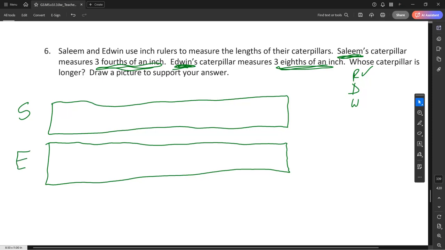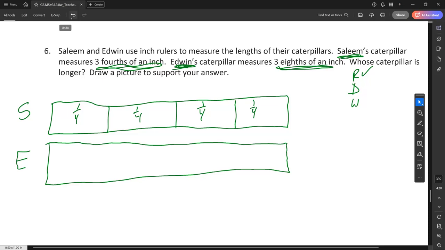Okay, Salim's is 3/4 of an inch. So how many pieces do I need? 4. 4. You're gonna draw 3 lines, but you need 4. And of course, I didn't do it even, so I'll do it again. You need 4 spaces, right? There. Okay. I know each one of these is 1/4.